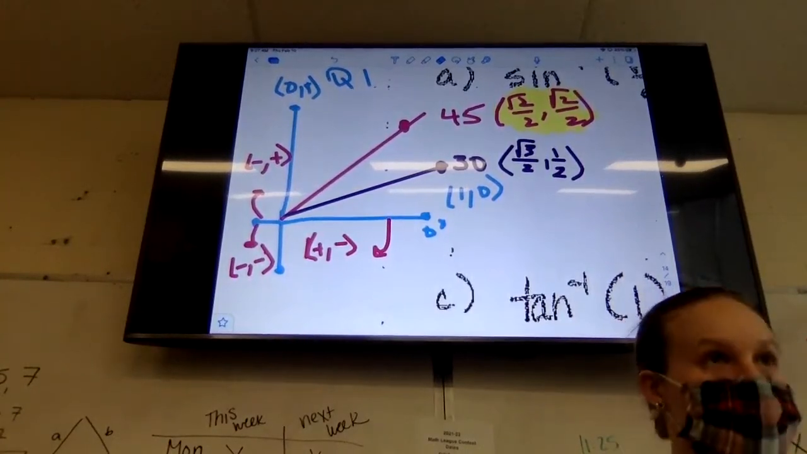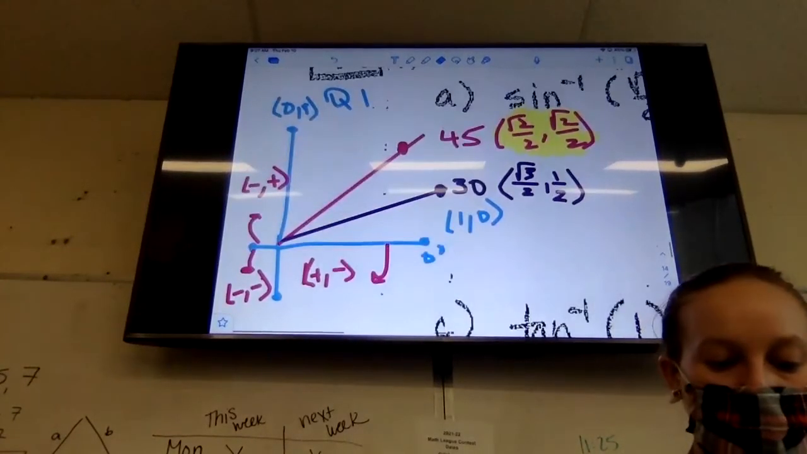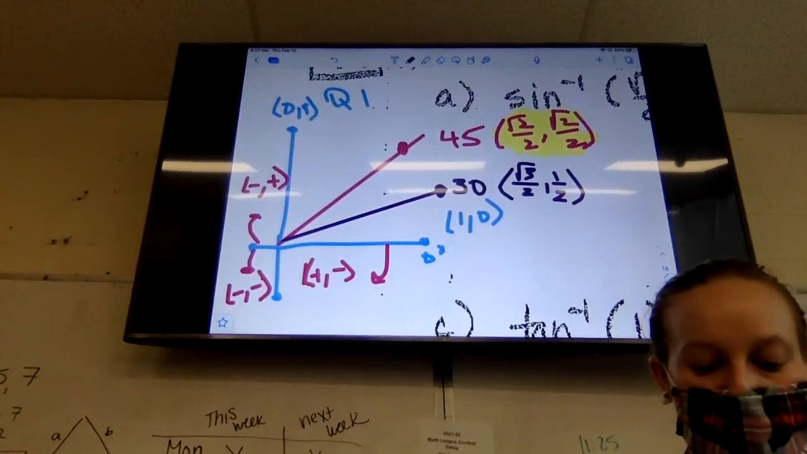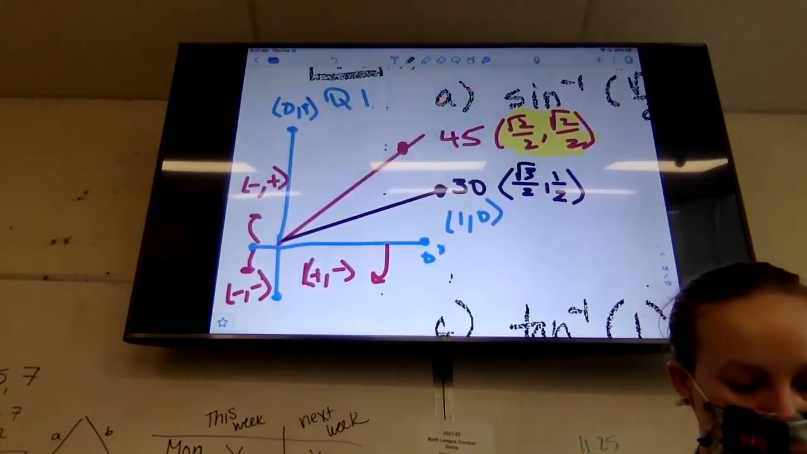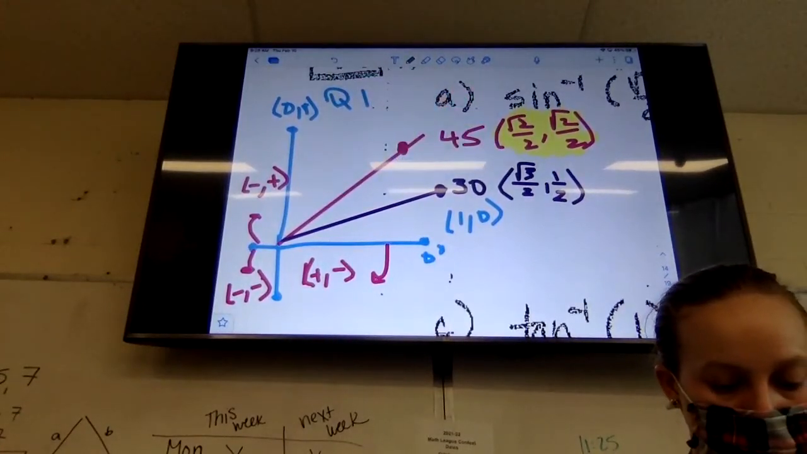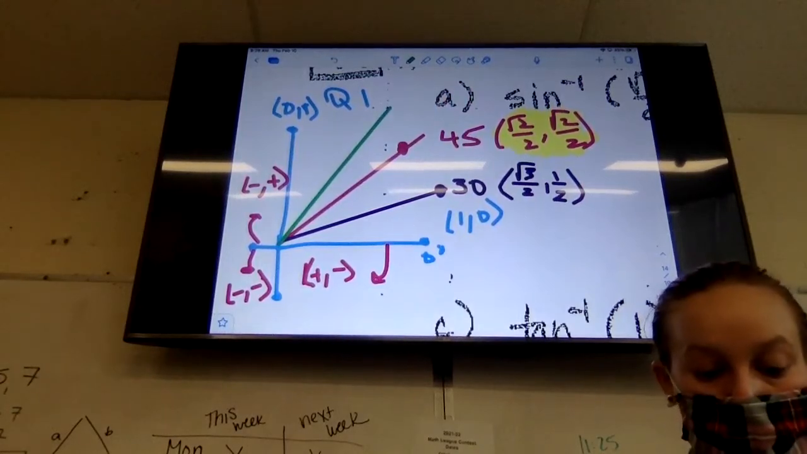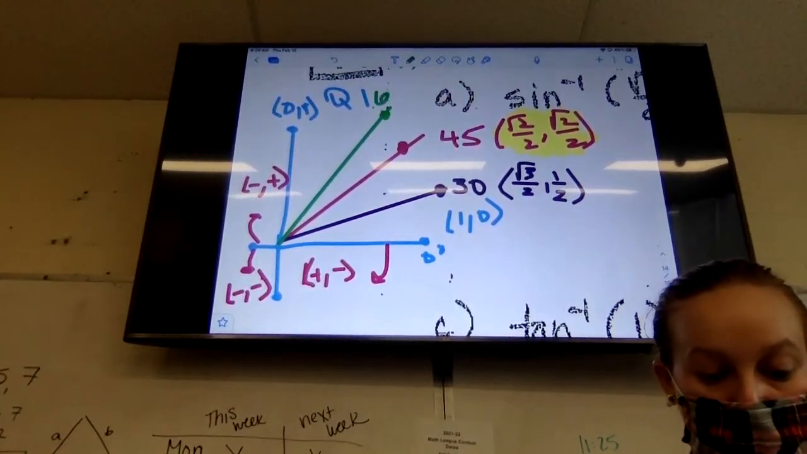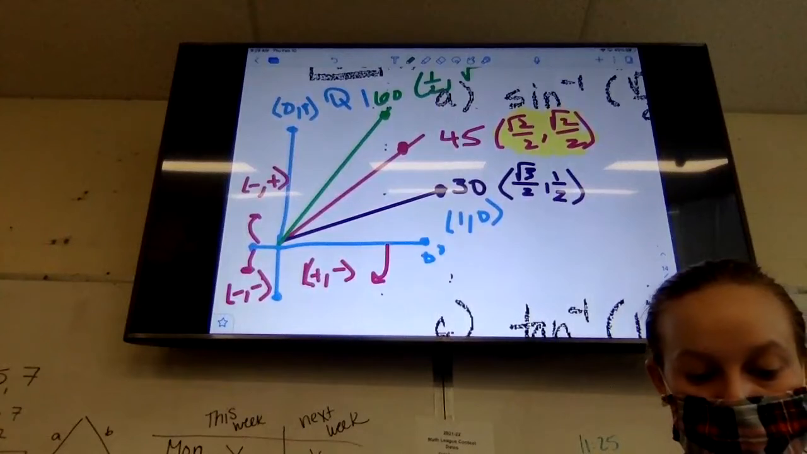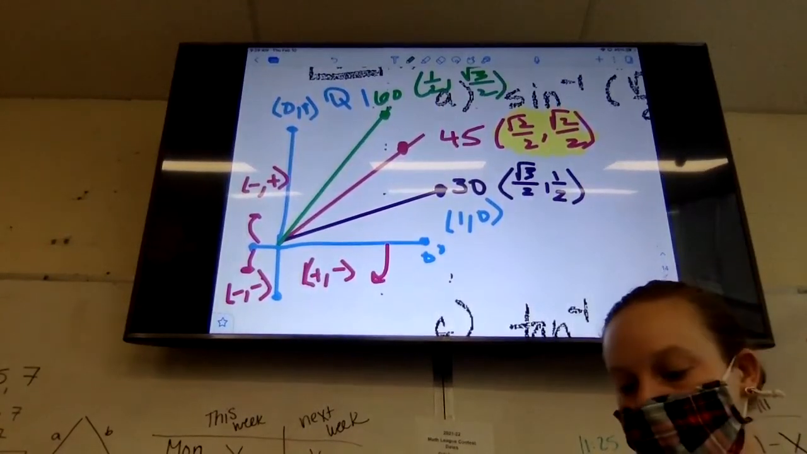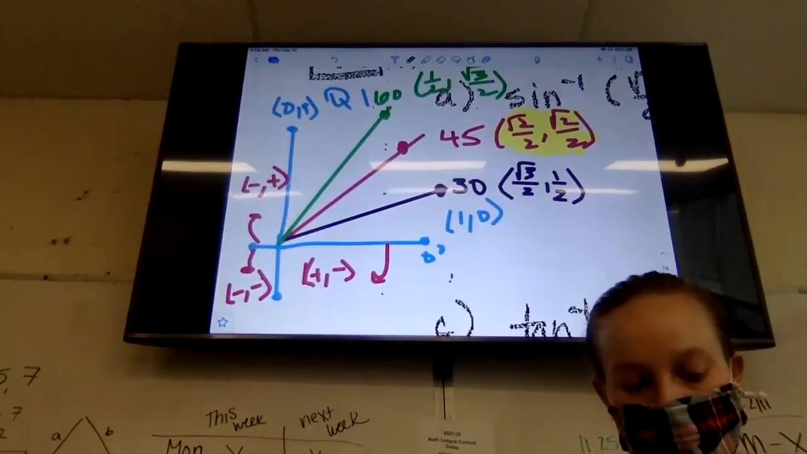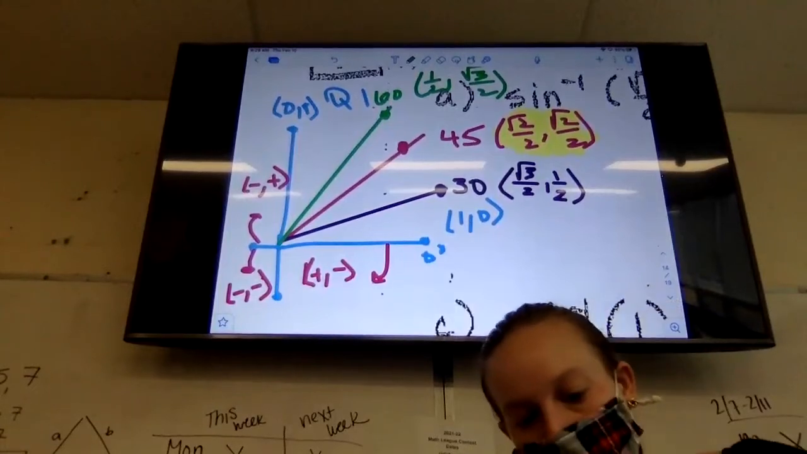And again, you could do that all the way around the circle. And then the last one is 60. And that's just the flip of 30. 60 always has 1/2 as its X and √3/2 as its Y, where 30 always has the opposite.